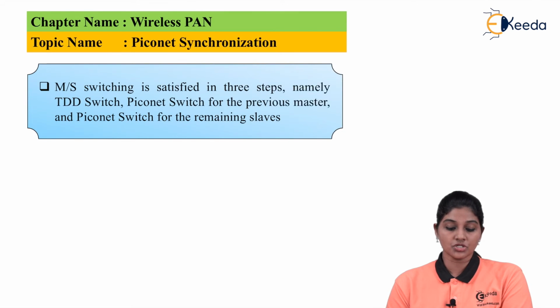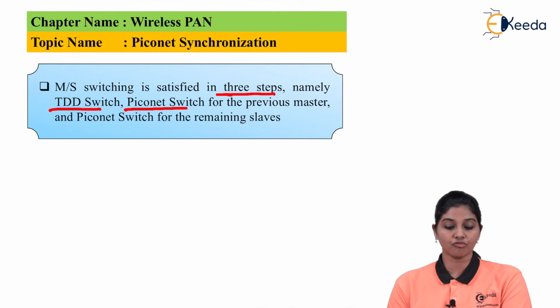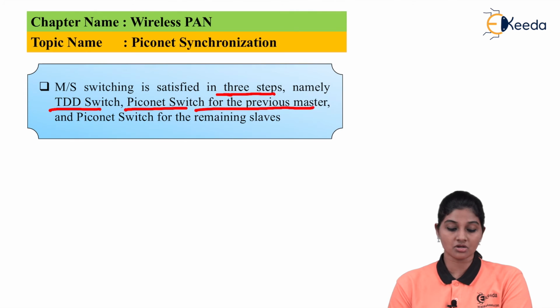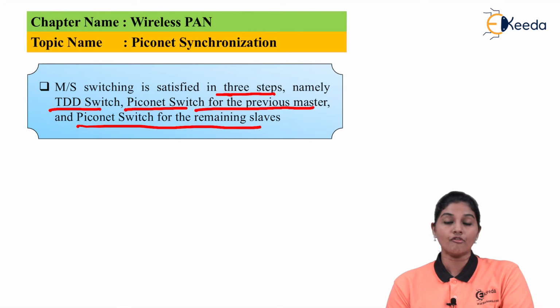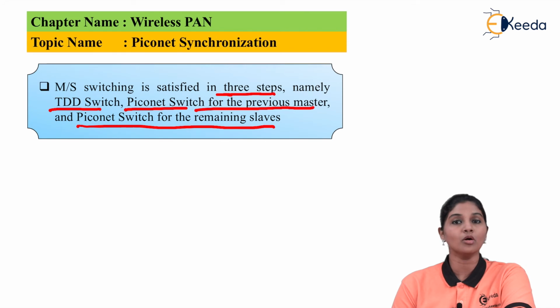The master slave switching is accomplished in 3 steps, and the steps are: first is the TDD switch, second is the Piconet switch for the previous master, and third is the Piconet switch for the remaining slaves. By using these 3 steps, it is possible to perform the master slave switching.